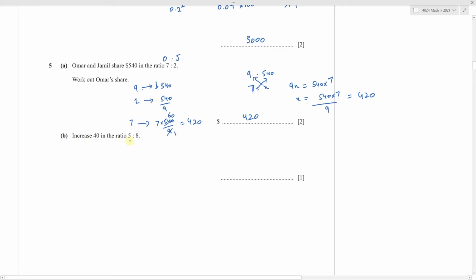Increase 40 in the ratio 5:8. So that means 40 is increased to some number, let's call it x, and this should give us the same ratio as 5:8. So 5 was increased to 8, and the ratio you get is 5:8, and 40 is increased to some unknown number x, and this should give us the same ratio as 5:8. Now we can convert this into a fraction: 40 over x equals 5 over 8, and calculate the value of x. If I cross multiply, I get 5x equals 40 multiplied by 8. x will be 40 multiplied by 8 divided by 5. So this is 64.